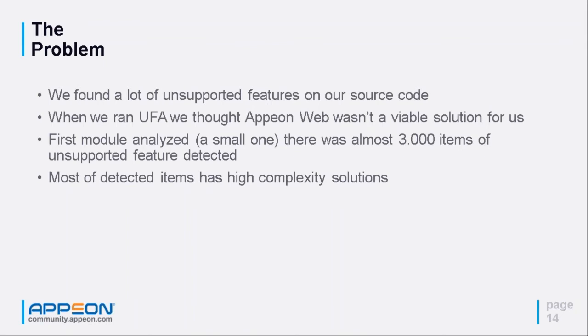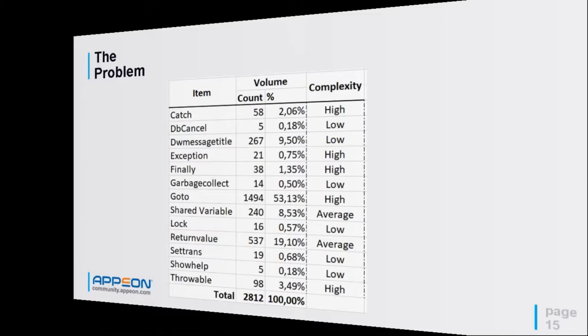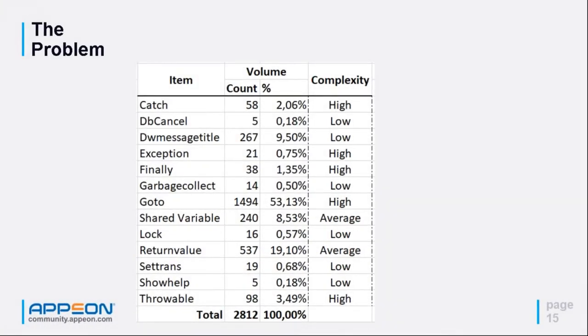Most of them are high complexity solutions. What I say about high complexity solutions is something that we have to think about changing. For example, we have some Try-Catch statements. So how do we remove some Try-Catch statements from the code in a fast way without thinking about it? So you have classified that as high complexity because of that. For example, how to remove the GoTos from code.